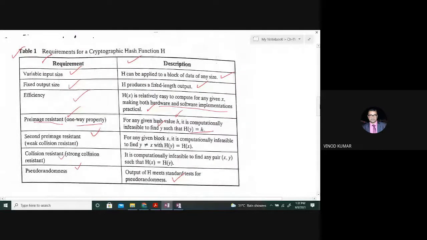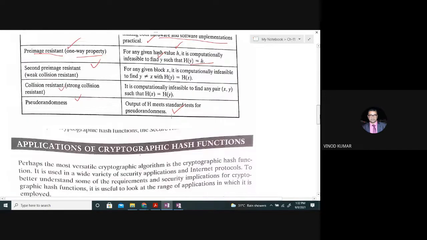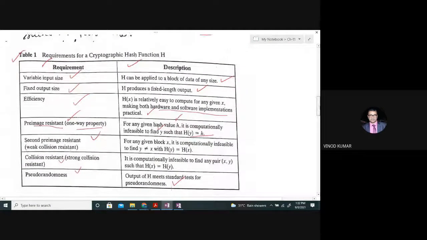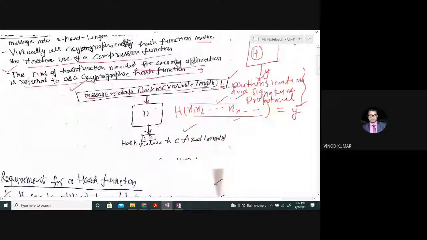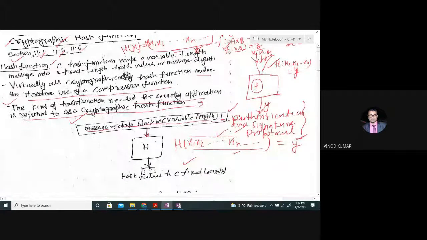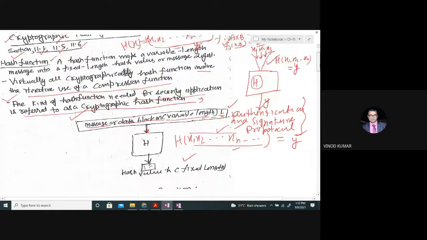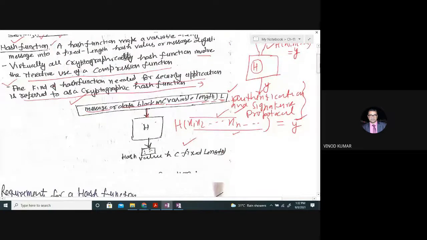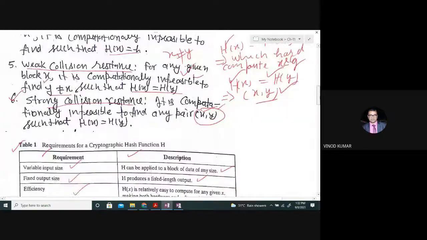Other things we will discuss in tomorrow's class. Okay. Now, you learn about the hash function with the help of your book and some Google. Then tomorrow we will discuss the applications of the cryptographic hash function. Okay. This is a new idea about the hash function. I've discussed here only the basic definition of the hash function, the properties of the hash function, and how to develop the hash function. Okay, these are simple properties.